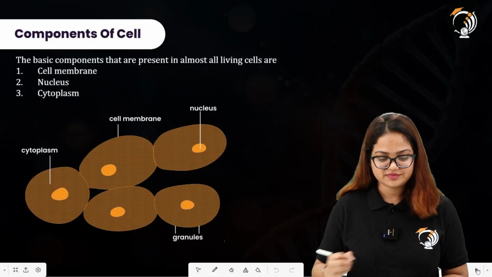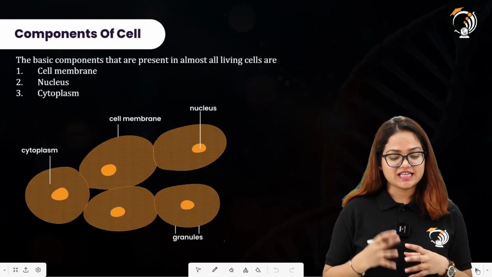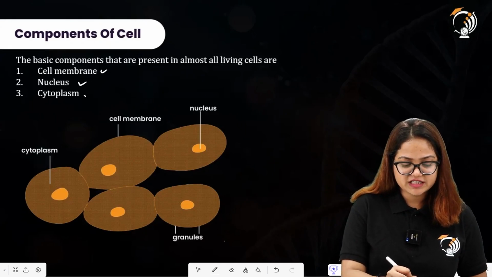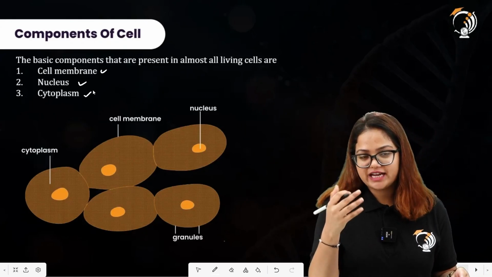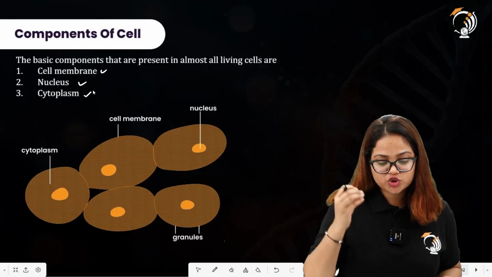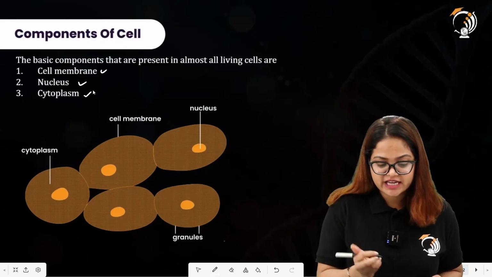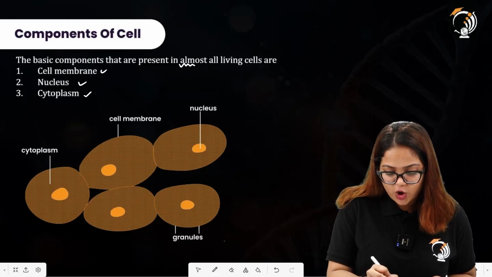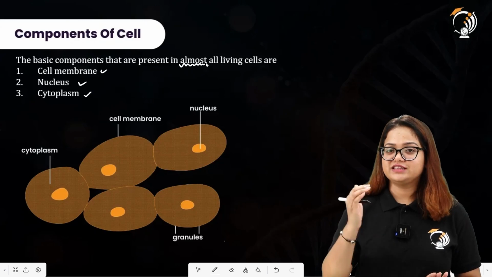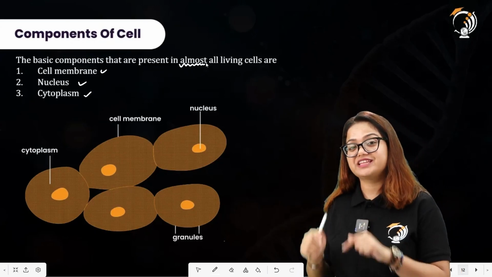The basic components present in almost all living cells are the cell membrane, nucleus and cytoplasm. Let us understand what these structures are first, since these are the most common components present in almost all living cells. And why do we write the word almost? Because the nucleus will be absent in the bacterial cell, and we are going to study that also.